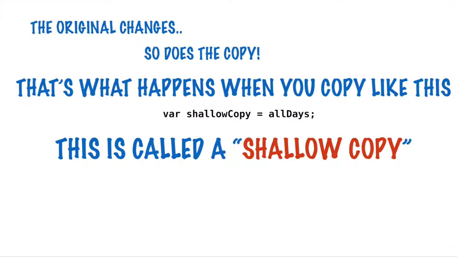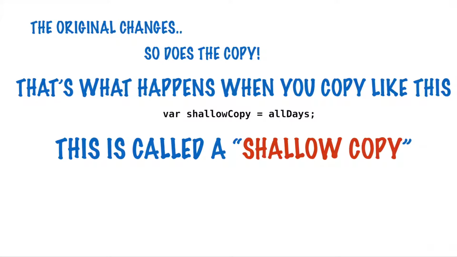The shallow copy that you've just created is basically just another name for the same array. So the original array was called all days. By copying over and creating a shallow copy in this form, where you have var shallow copy is equal to all days, what you've done is just created another name for the same array. So the same array is now called all days as well as shallow copy. A change in shallow copy means you're changing all days, and a change in the all days array means you're changing the shallow copy.